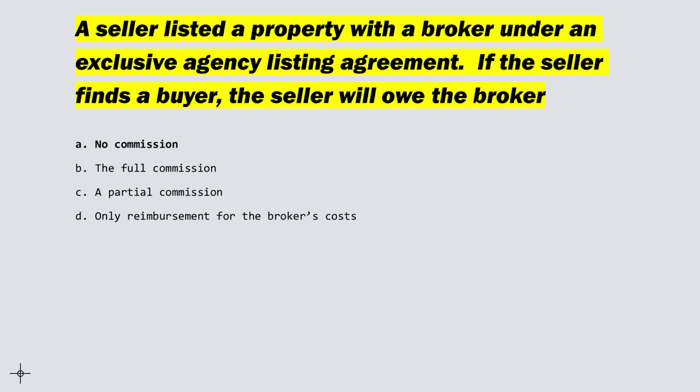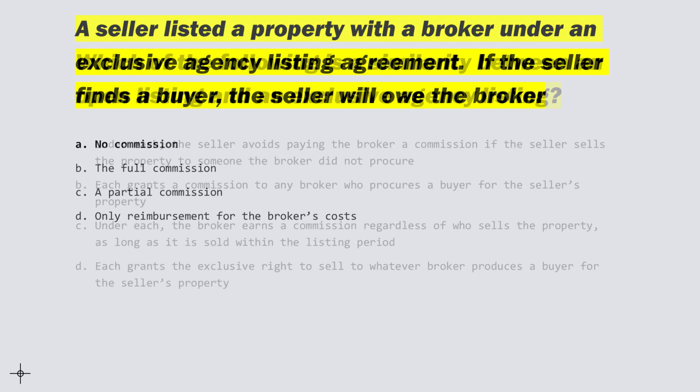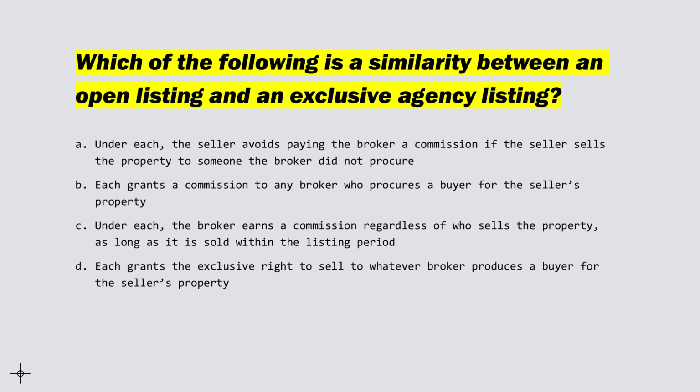Exclusive agency listings allow the seller to find a buyer on their own and not pay a commission. Exclusive agency, no commissions. Next question. Which of the following is a similarity between an open listing and an exclusive agency listing? A. Under each, the seller avoids paying the broker commission if the seller sells the property to someone the broker did not procure.